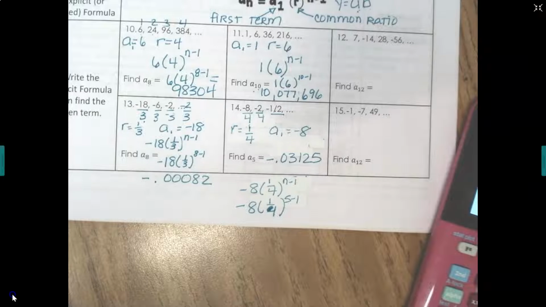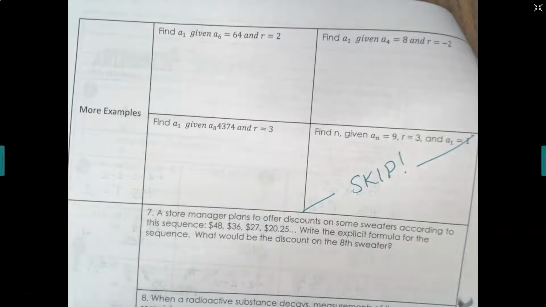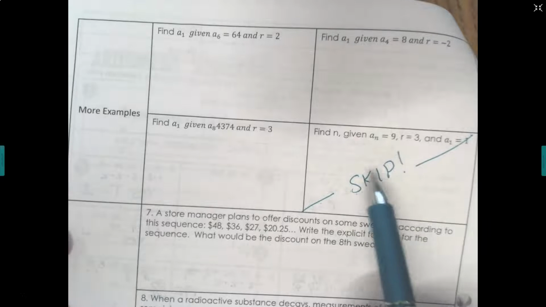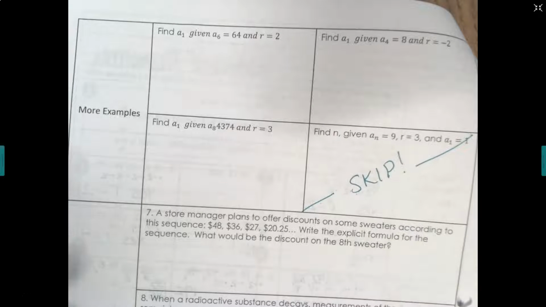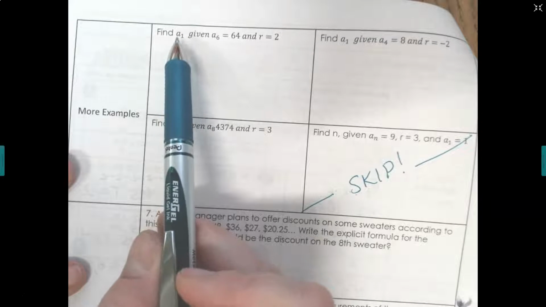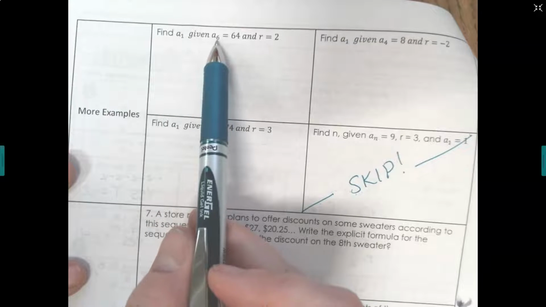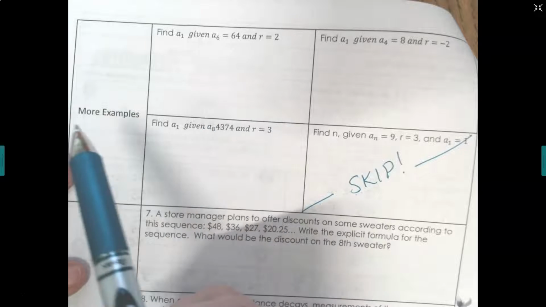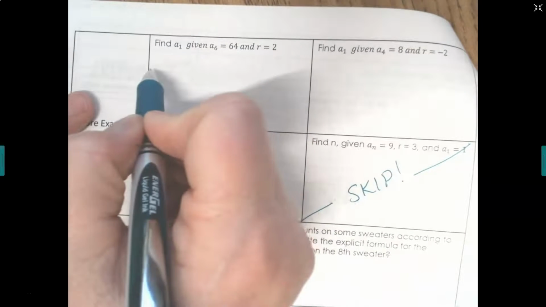Let's try a couple more. All right, here on the back I've given us a little bit of a puzzle. We're just going to do a couple of these. And we're not going to do any of this kind. Our standards are a little different. So what if I say, I want to know what a sub 1 is. I want to know what the first term is if I know that the 6th term is 64 and the common ratio is 2.